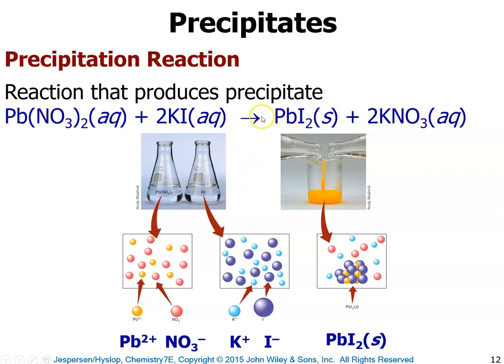These react to generate lead iodide. This is a solid substance, which means that it is going to precipitate. It's no longer aqueous, which means it fell out of solution. And it also will generate 2 units of potassium nitrate, and this is aqueous. So this tells us that we have 2 soluble solutions, we mix those together, and then generate 1 precipitated solid compound, which is lead iodide, and then it has another group here that is still aqueous.